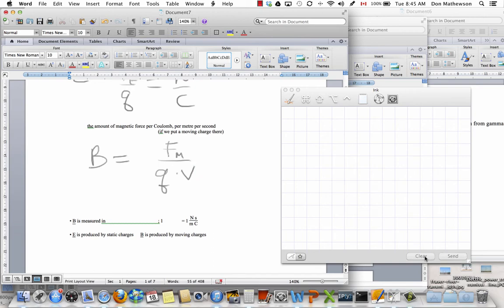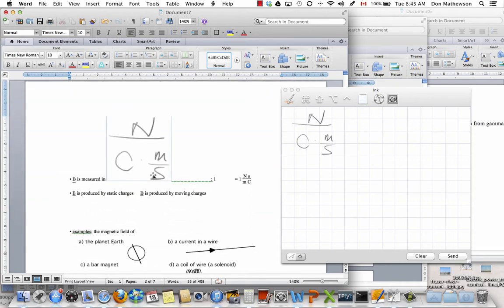We've got force units, so that's going to be newtons. Then we've got charge units, which is coulombs, and velocity units, which is meters per second. So that's a pretty unwieldy unit for magnetic field. So we call it something. We call that a Tesla, and use the capital T, named after Nikola Tesla.